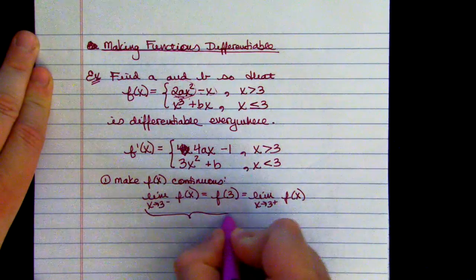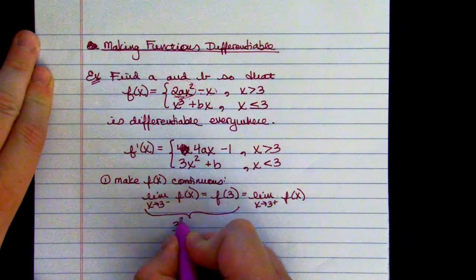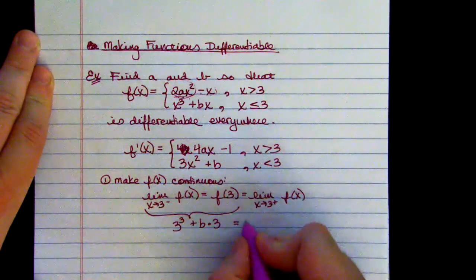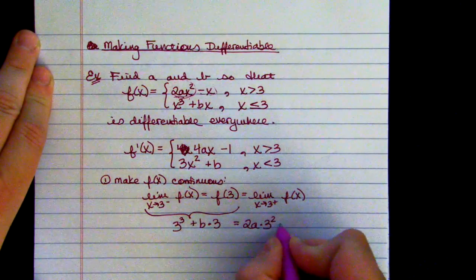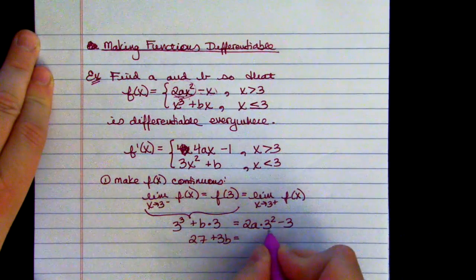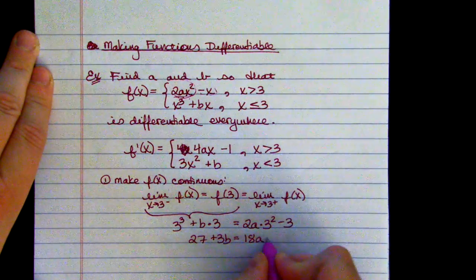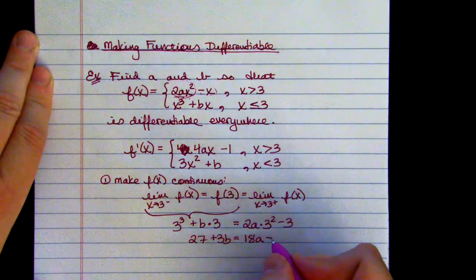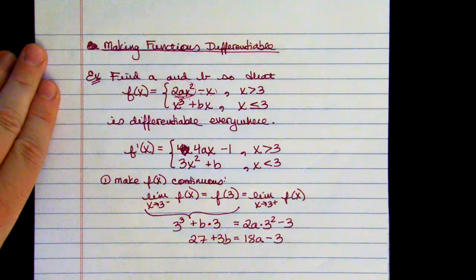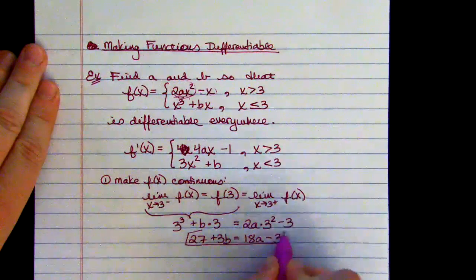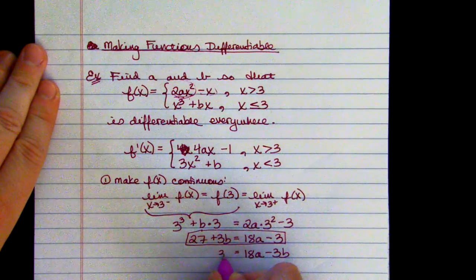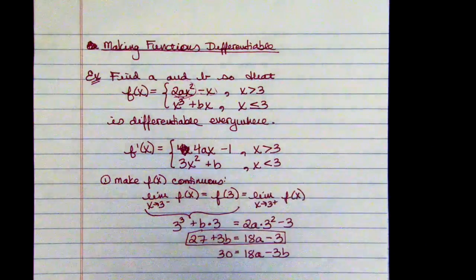Okay, well, both of these are defined by the bottom part. I'm going to plug in a 3 where the x is. I'm going to get that. The other one is 2 times a times 3 squared minus 3. 27 plus 3b equals 9 times 2, 18a. No, that's not right. Yeah, that is right, sorry. 18a minus 3. That will work, or you can move the a's and b's to the same side, get 18a minus 3b equals 30. You can divide everything by 3 if you want, whatever. I'm just going to kind of leave it like this.